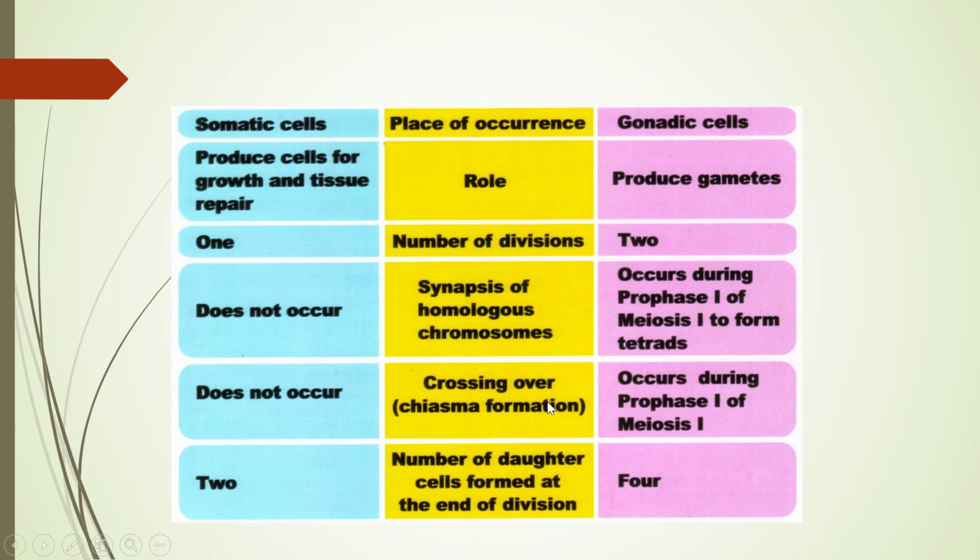Crossing over is the name of the process. Chiasma is the name of the point where they cross over. In mitosis, this is not applicable, but in meiosis, it happens in prophase 1 of meiosis 1. The number of daughter cells formed at the end of division for mitosis is 2. For meiosis, it is always 4.